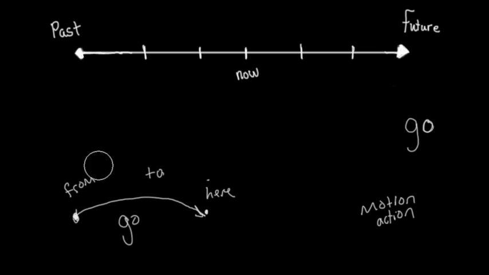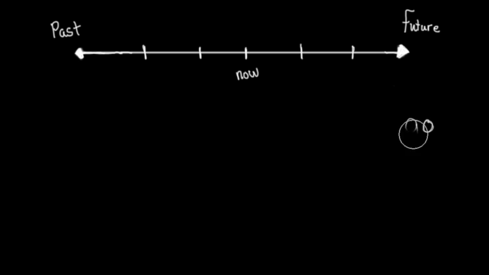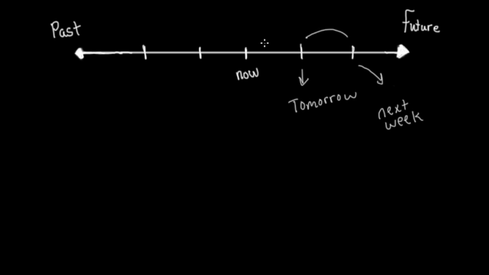Now, like I said, there are different forms of go, and so let's just look at it here. Let's start with the future tense. Now, let's say this is tomorrow. And this one is next week. Here is tomorrow. Here is next week. Now, I know that this is not right. The space here and here is different, but okay. So, tomorrow, next week, and we're going to use go.